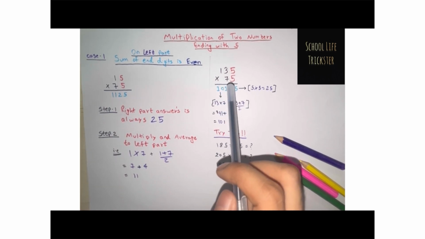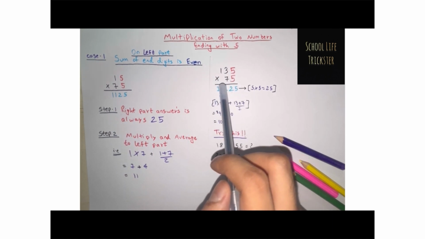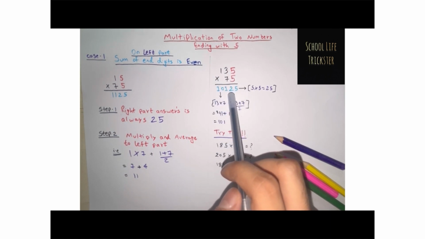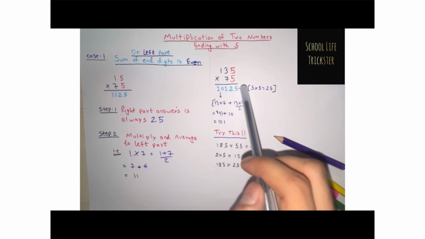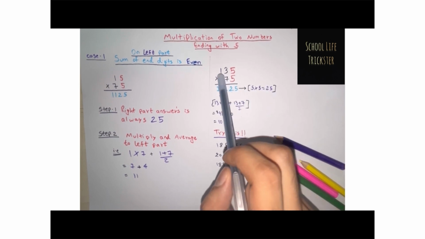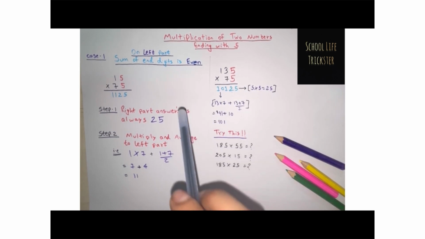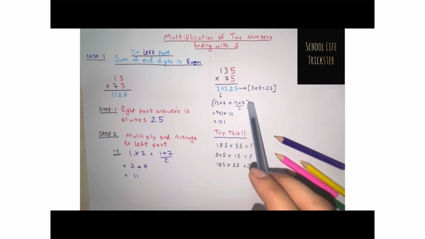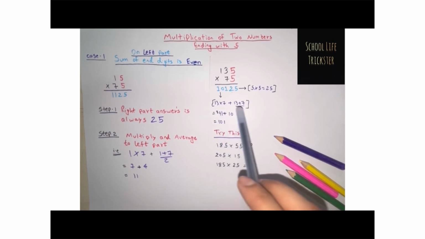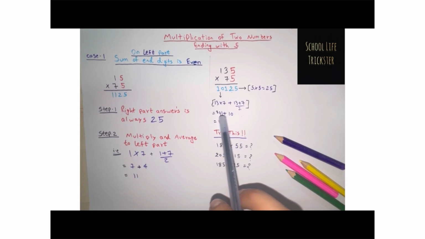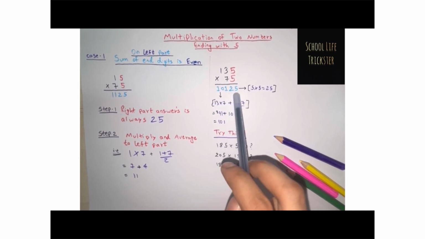See another example, 135 into 75 equals 10125. The right part is 5 into 5 is 25 and the left part sum is even. So 13 into 7 plus 13 plus 7 by 2, that is multiply and take the average, that is 91 plus 10 is 101. So the answer is 10125.